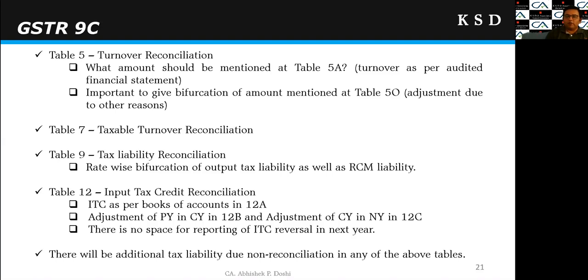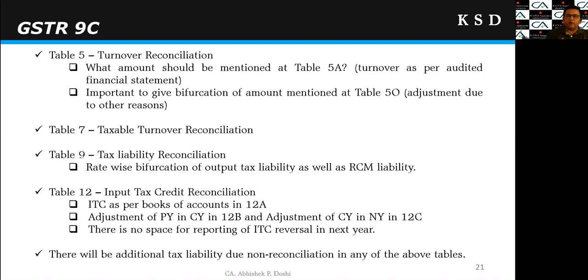So normally we will easily get the rate-wise bifurcation of output tax liability from the software or from the data of the registered person. But it may be difficult to get the rate-wise bifurcation of the RCM liability if the same has not been made in each and every month, right? So in that case, we need to work out the rate-wise bifurcation of the RCM liability, and the same will be reflected in table 9. Then table 12, input tax credit reconciliation.